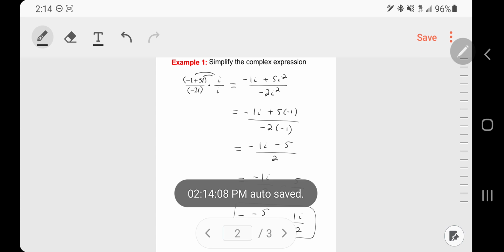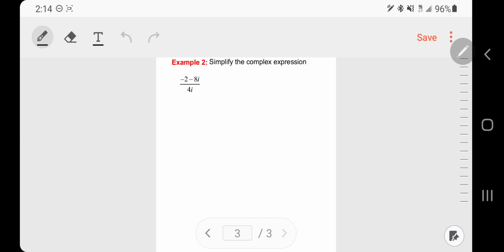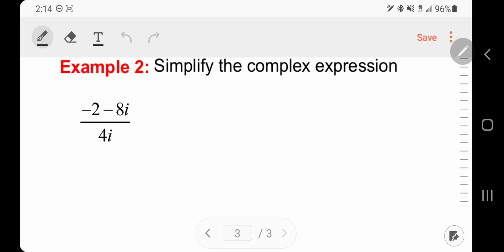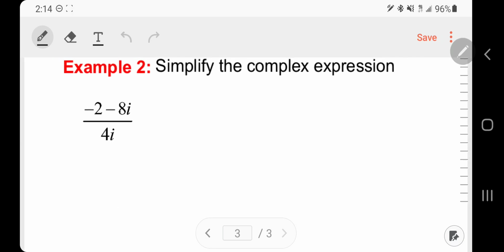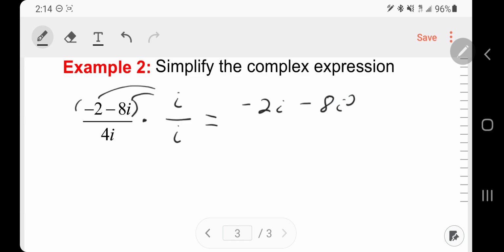All right, let's take a look at one more example. Okay, so following our process here, we see that we have an i in our denominator, which we can't have, so I'm going to multiply both the numerator and denominator by i. The numerator, again, we're going to distribute that i, so it's going to become negative 2i, and then negative 8i times i is going to give me a negative 8i squared. And then in the denominator, 4i times i is going to give me a 4i squared.